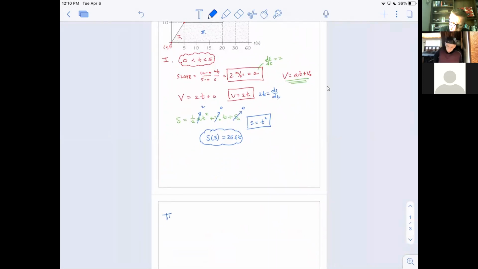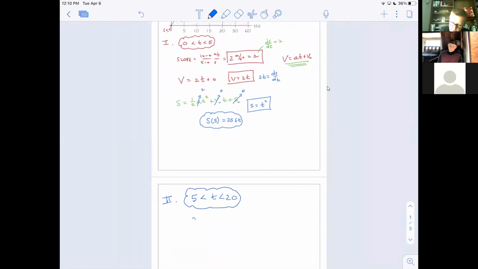So in the second phase, from 5 seconds to 20 seconds, you could observe that the acceleration is equal to 0, no acceleration at all, without doing any math. And you could also say the velocity is just 10 every single time. I don't have to do that much. It's 10, 10, 10, 10, 10 the entire time.